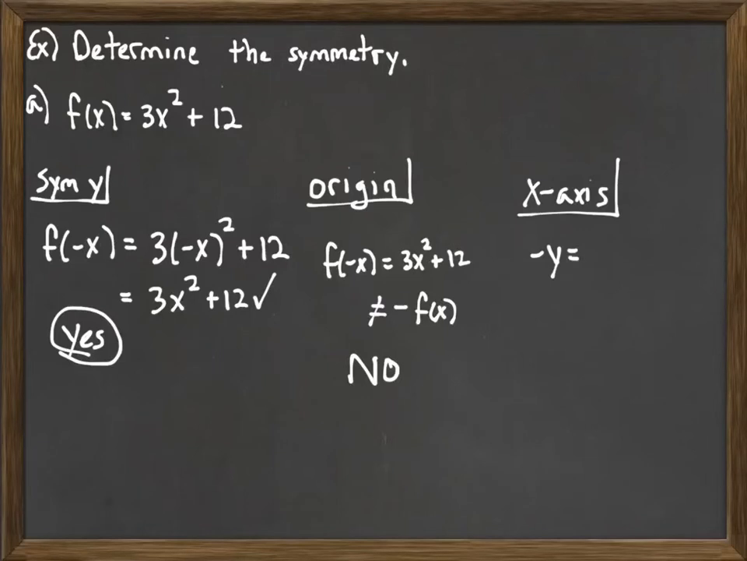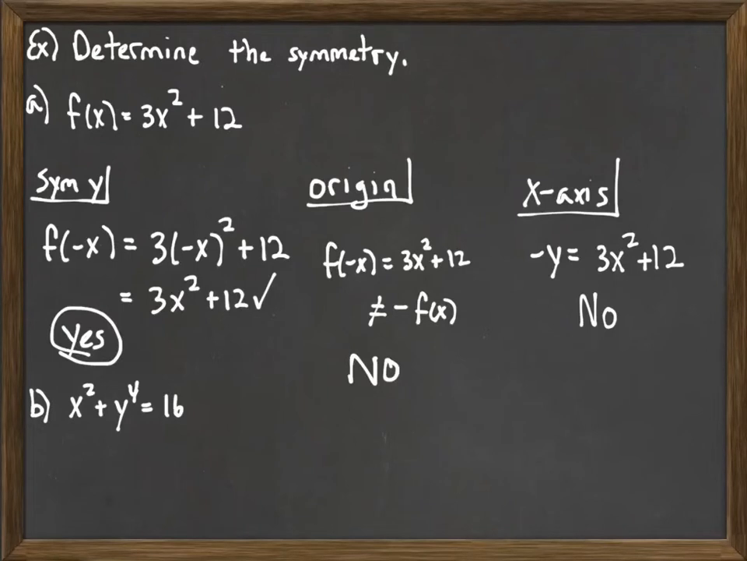But the test is replace y with negative y in the equation. So instead of f of x, I can write it as y equals. So replace y with negative y. And if you can get back to the original equation, in this case y equals 3x squared plus 12, following basic algebraic rules for an equation, then you would have that symmetry. But here, there's nothing I can do to accomplish that. I could multiply both sides by a negative, but that's not going to do anything, because then the other side would be messed up. So that also gets a big no.